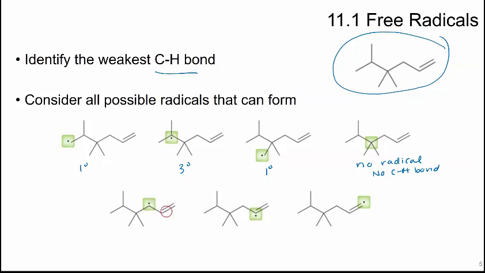This is a radical that's next to a double bond. This is an allylic radical. This one is on the double bond. This is vinylic. And this is another vinylic one. The most stable radical has the weakest bond.